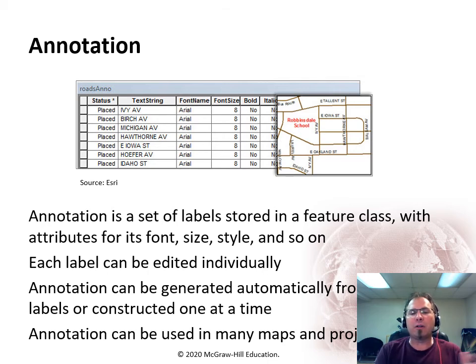It's stored in a feature class with the attributes and everything already in there, which allows a couple things. It allows you to reuse them over and over again, which is nice. But annotation also allows you to have complete control over where they're placed, and the labels can be manually edited and things like that.